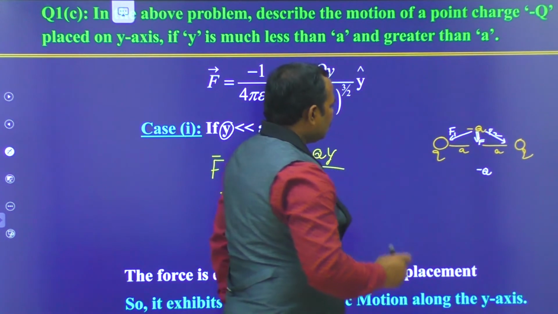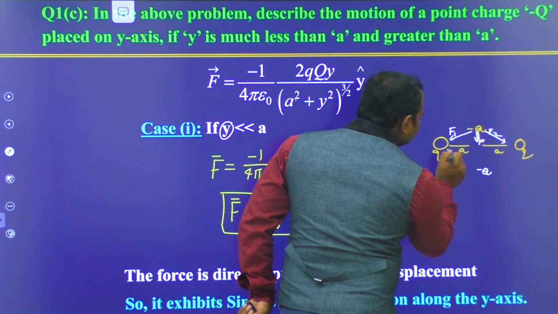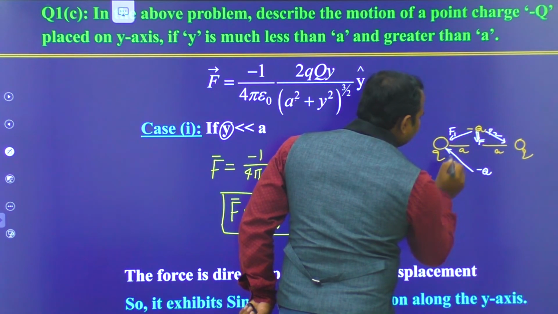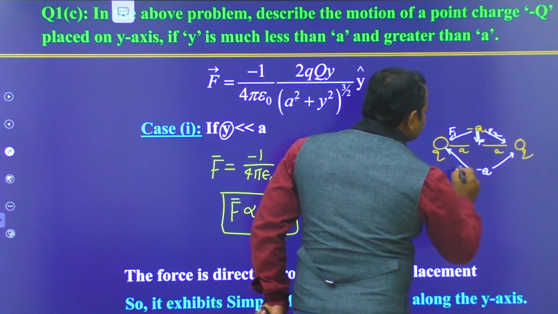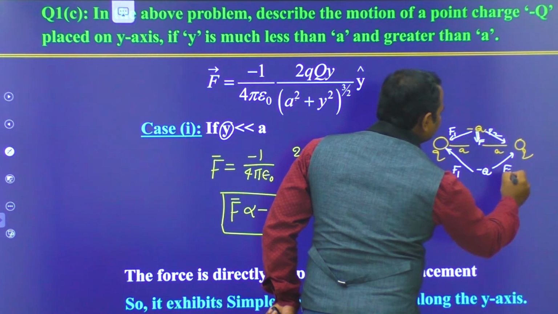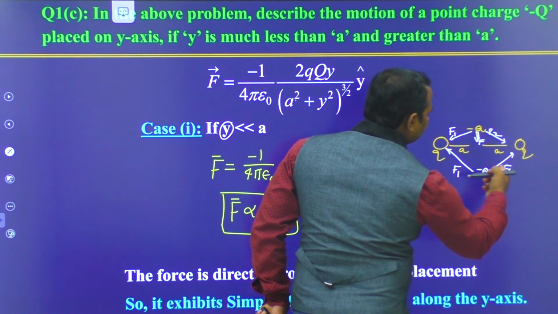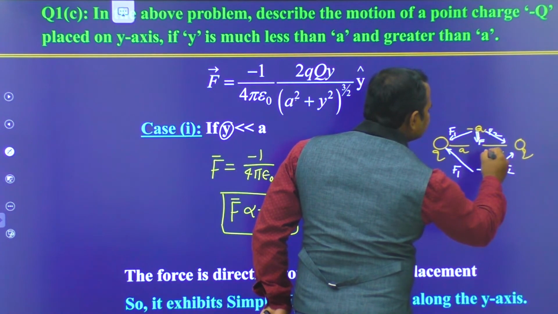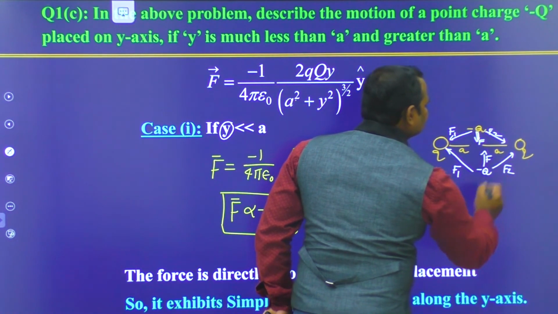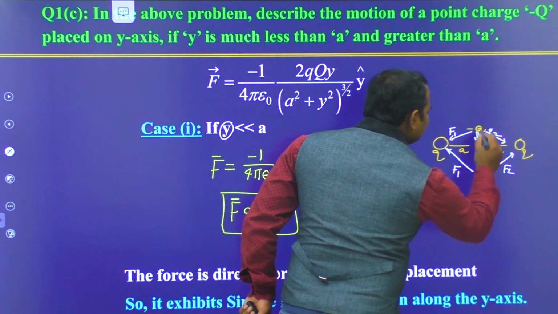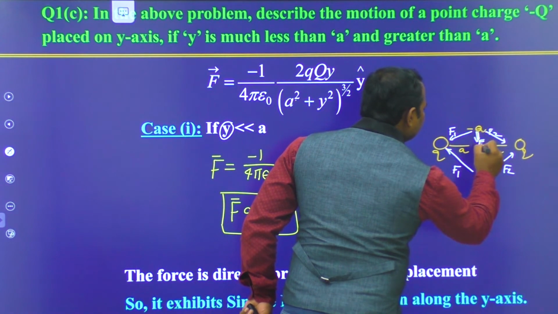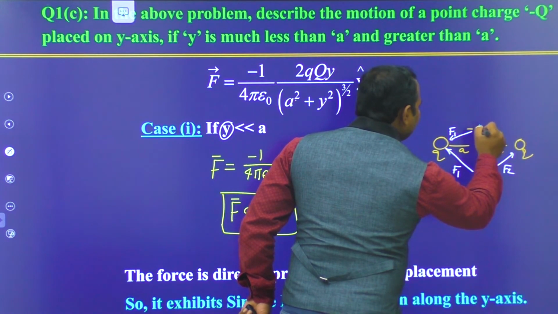Now what happens? Now you can see here, the force in this direction. The force on this charge because of this one is here. This is F1, this is F2. Now the resultant of F1 and F2 from the downside is again towards this direction. This is the resultant force. That means this charge moves from the center to here and back to here.